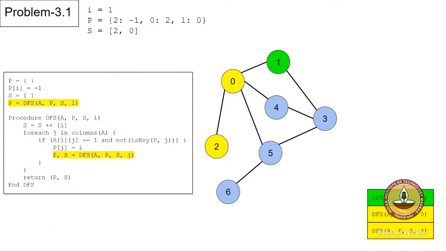How can the dictionary contents be added to the list s? s is a list. DFS is returning both p and s. The first one is a dictionary and the other one is a list, and they will be assigned to p and s only. So finally our p and s will be updated. Okay, you are telling me there is some mistake here. It should be p comma s here also.